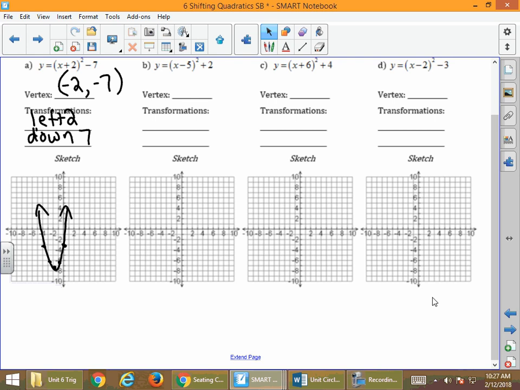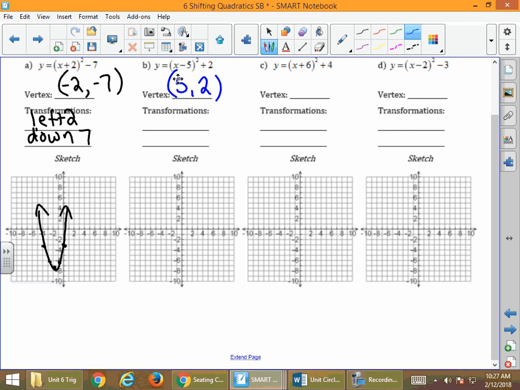Let's try this again. Y equals the parentheses, x minus 5, quantity squared, plus 2. What's the vertex, also known as the turning point? Well, once again, we change the sign, we keep the sign, so it's going to be 5, 2.